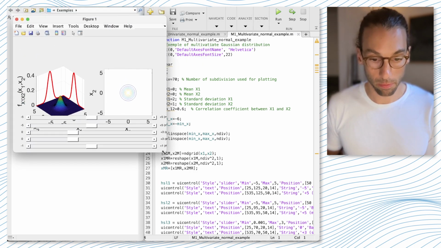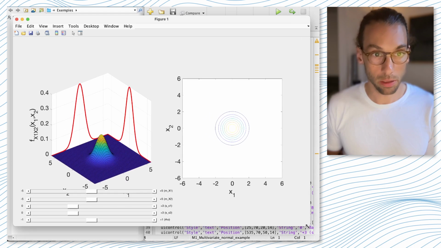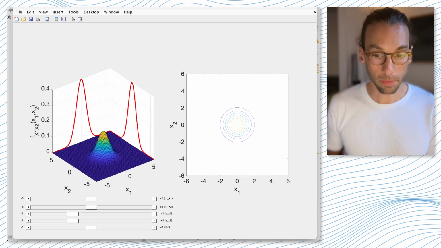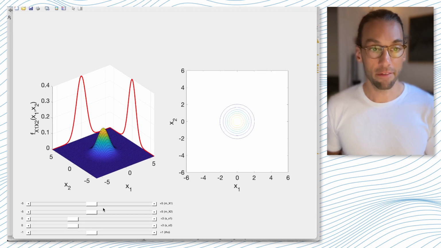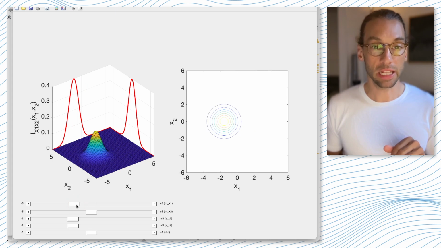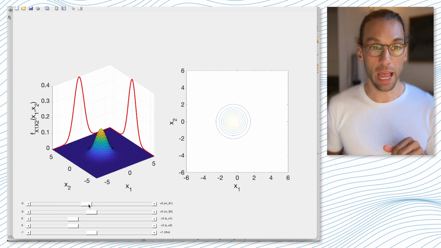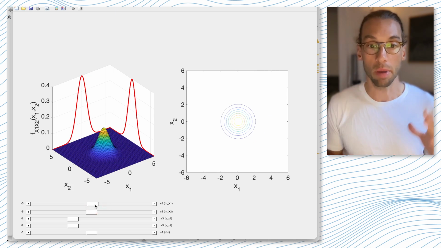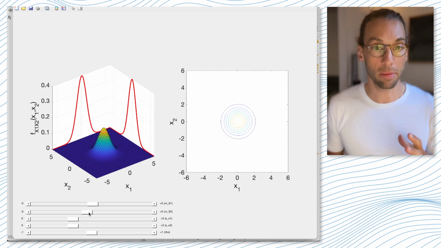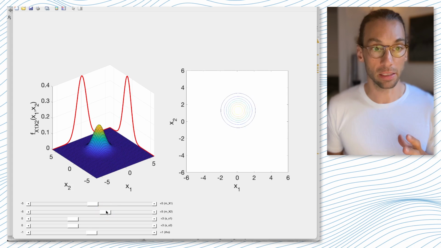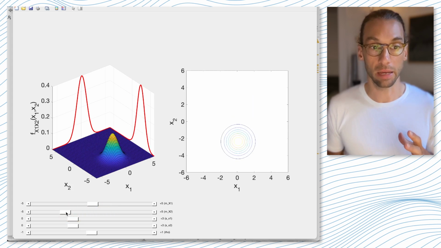I'm just going to increase the size a bit here. So you can see this is the same example. I have 5 sliders for my 5 parameters. So if I change the mean for x1, I should get a translation along my x1 axis. So you can see that x2 remains unchanged and the shape remains unchanged by shifting the mean. Same thing if I move x2, I'm going to have a translation along my second dimension.